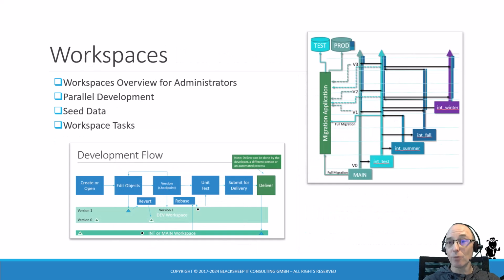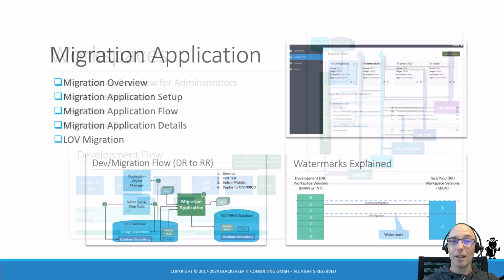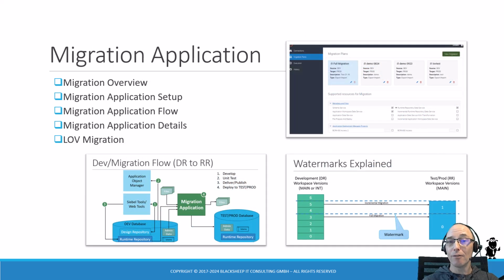Administrators and architects also need to know about workspaces, which are mandatory in IP17, and you will learn in this chapter all about CI/CD, parallel development, management of seed data, and tasks related to workspaces. And this is a perfect preparation for the migration application chapter, which will teach you everything you need to know to successfully administer migrations from development to test or development to production.